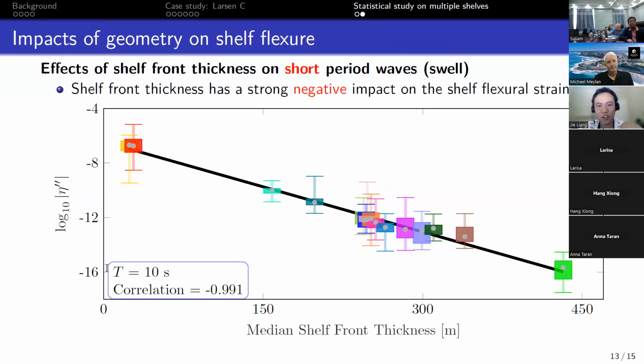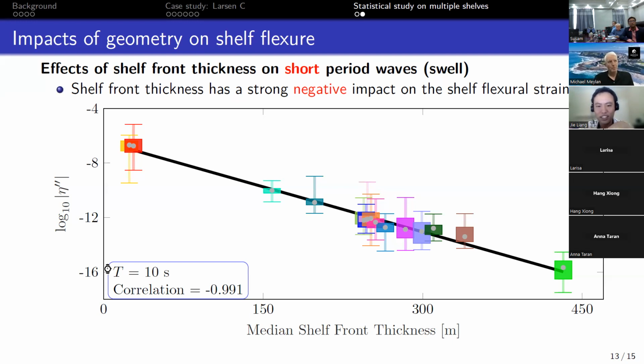So then I put the median of the strain for each ice shelf against the thickness, and in this case particularly the shelf front thickness, because the shelf front interacts most with the waves. You can see there's a strong relationship between the thickness and the shelf flexure strain for short period waves.